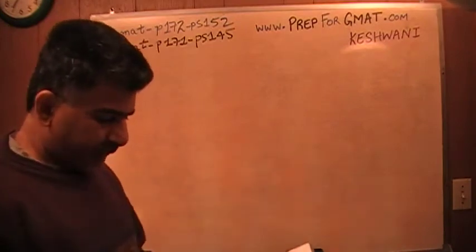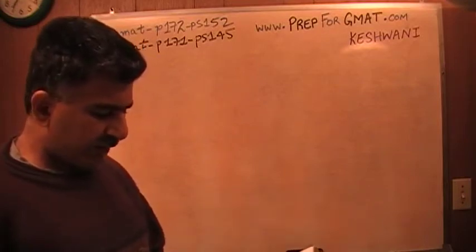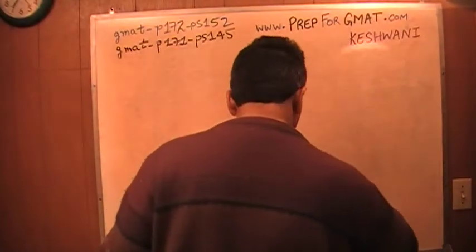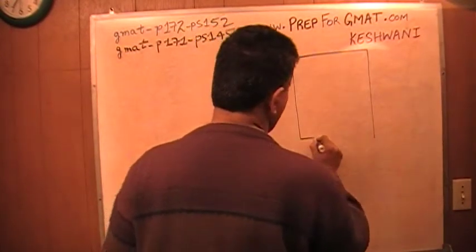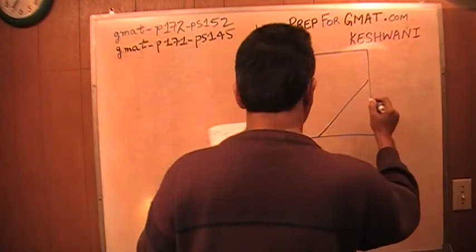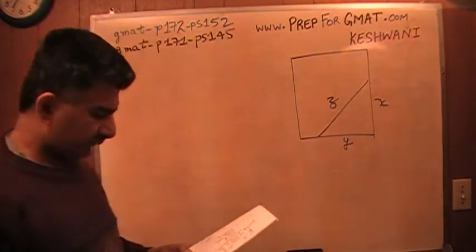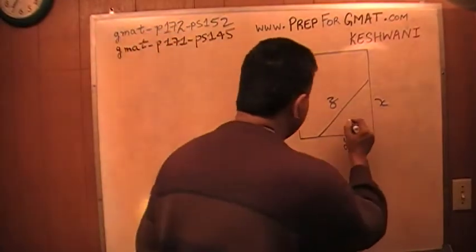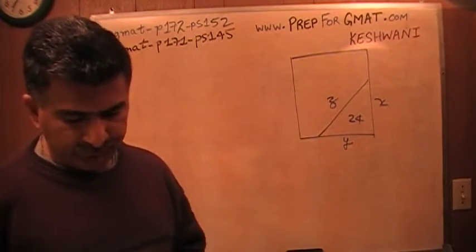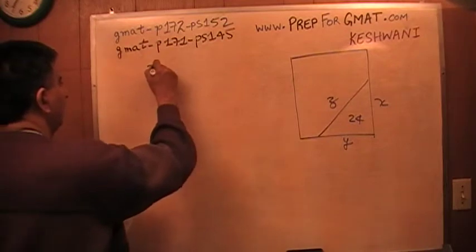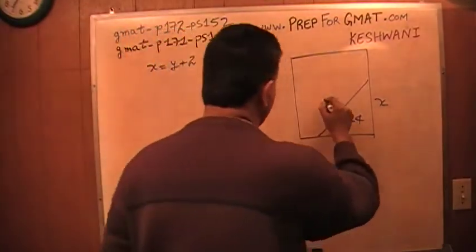It says the shaded portion of the rectangle shown above represents a flower bed. If the area of the bed is 24 square yards, let me draw the picture. X, Y, and Z. We know that the area of this thing is 24 square yards. We are told that x equals y plus 2. The question simply is, what is z? This is what we have to find out, z, this guy.